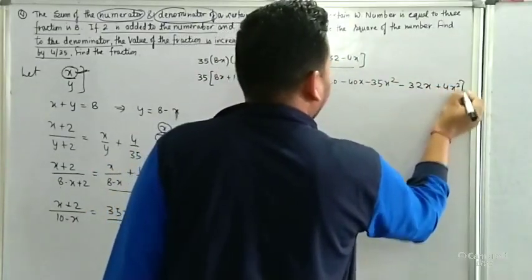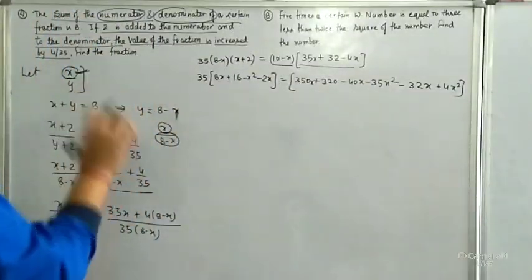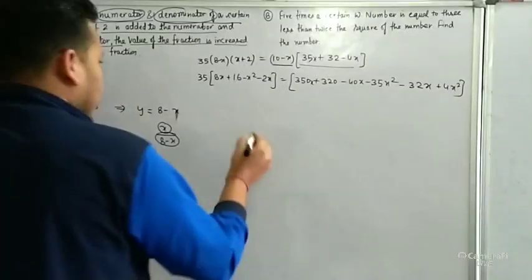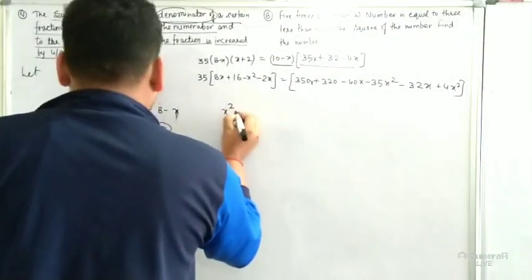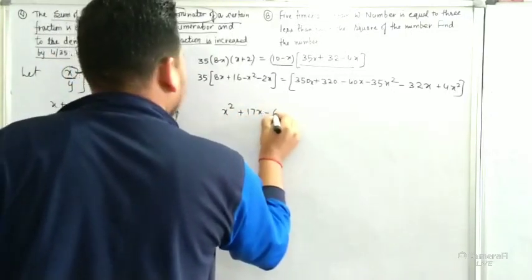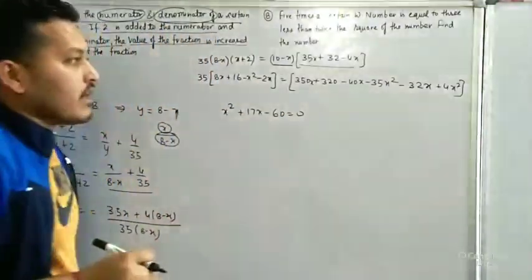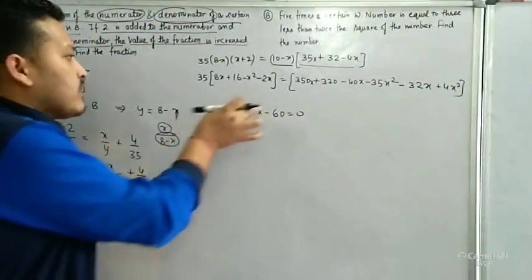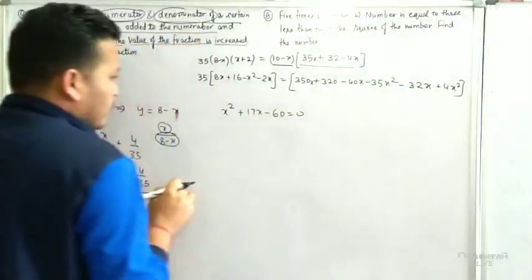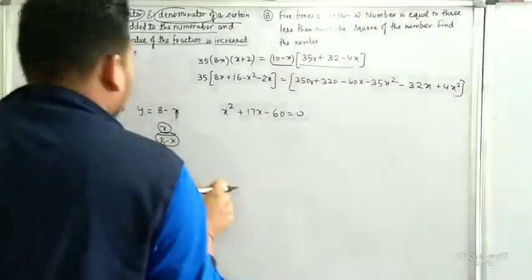When we solve the left hand side and right hand side completely, finally the equation we get is x square plus 17x minus 60 is equal to 0. You can do this yourself, because it is just simplification. As homework you can solve it, and the equation will be x square plus 17x minus 60 is equal to 0. So what are the factors of 60? It becomes 17, so it is 20 and 3.